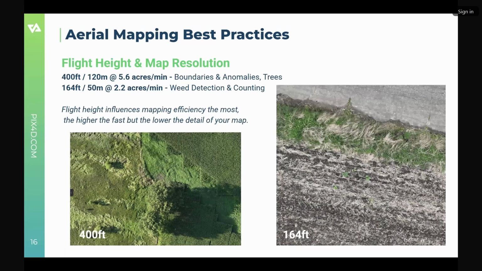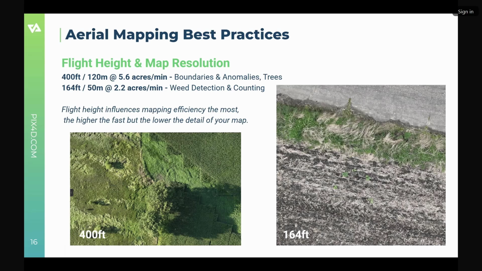Okay, then another important parameter besides the overlap and the main driver of mapping efficiency is flight height. So the higher you fly, the more area you can cover. And I think Nathan is a big proponent of flying the maximum allowed altitude because it gets things done fast, right? So if you fly at 400 feet with this M3M, you can map about 5.6 acres a minute.